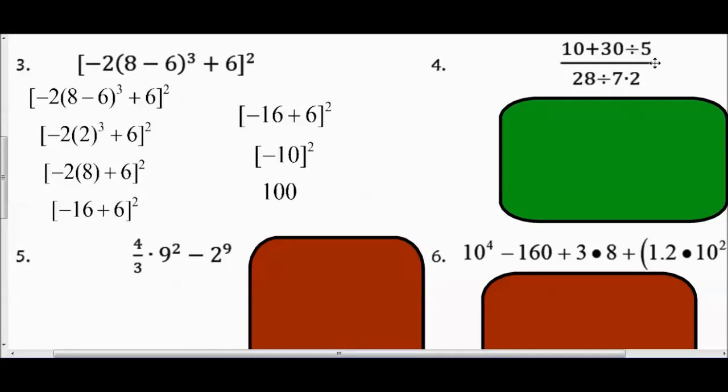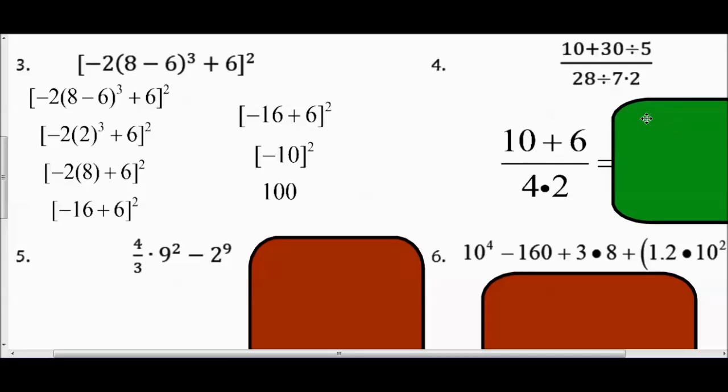Number 4, we have a big fraction. We want to do everything on top and everything on the bottom, and then divide those two numbers. We can do those at the same time. I'm going to start by dividing on top and dividing on the bottom. This is multiplication and division. We're going to work that left to right.